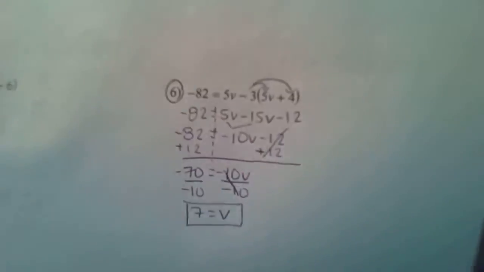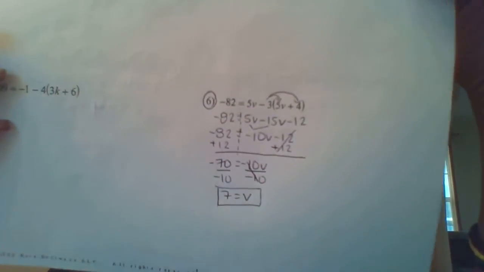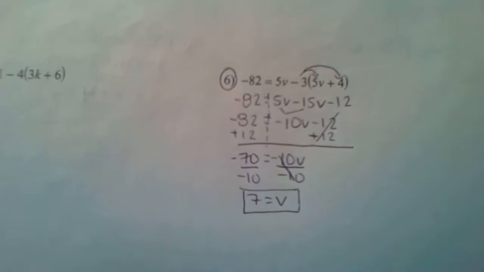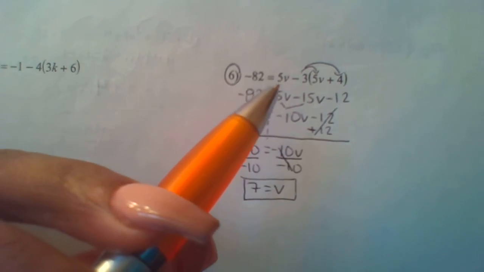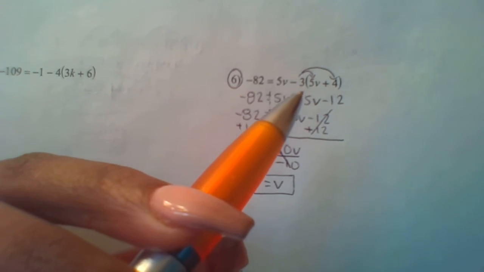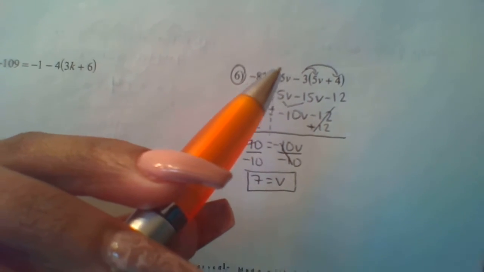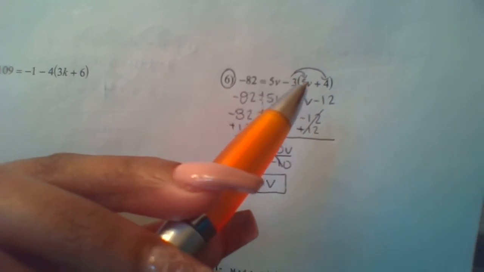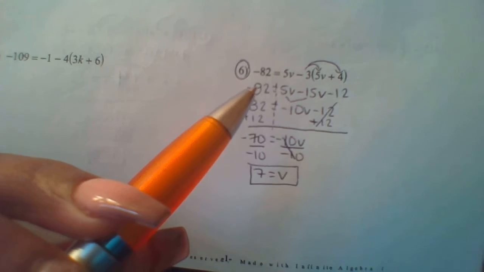We're going to jump down to problem 6. Problem 6 on the assignment is here. So we're given the equation negative 82 equals 5v minus 3 times the quantity 5v plus 4. Again, you want to start by simplifying both sides of the equation. This negative 82, there's nothing to simplify, so we just brought this down.